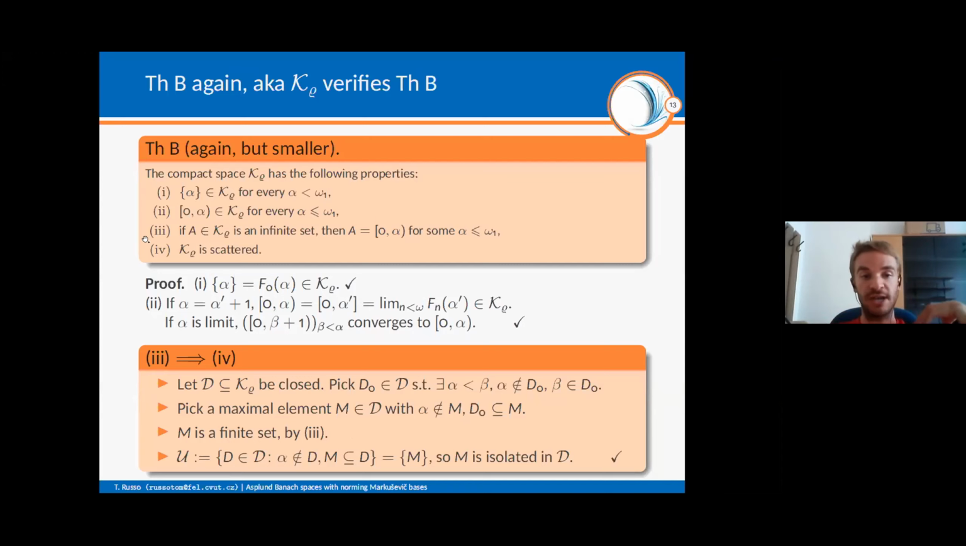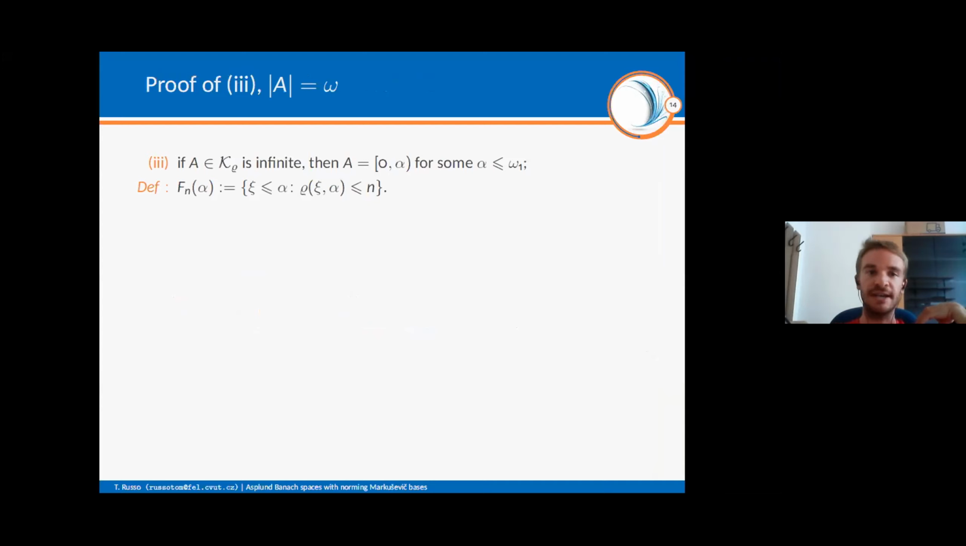So this shows how to get 4 out of 3. And now I have to discuss how to show 3, and let's go there. Here is a brief reminder what the third condition is: infinite sets are initial intervals. And also a reminder of what F_n(alpha) is: this is the rho-ball of center alpha and radius n.